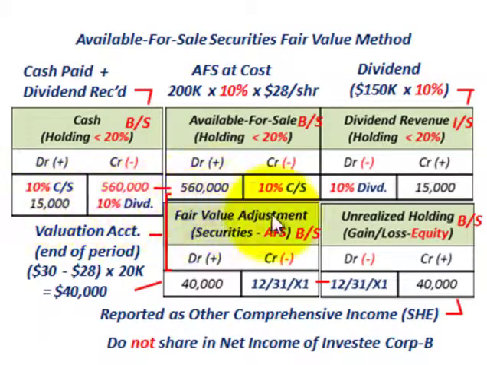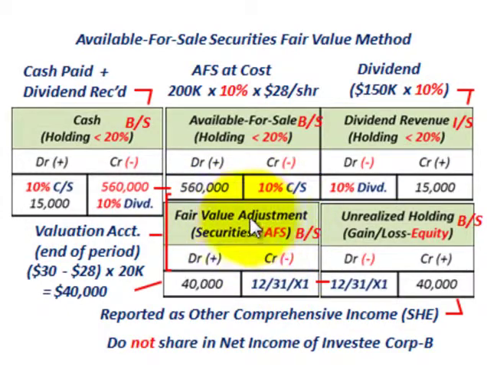Now, we have to deal with this fair value adjustment. When you're using available for sale, and we'll see it in trading securities as well, you have to set up a fair value adjustment. What you do is adjust the value of your available for sale securities at the end of each reporting period. This fair value adjustment directly adjusts the available for sale account. So any increases in your fair value adjustment will increase your available for sale account, and any decreases will decrease it.